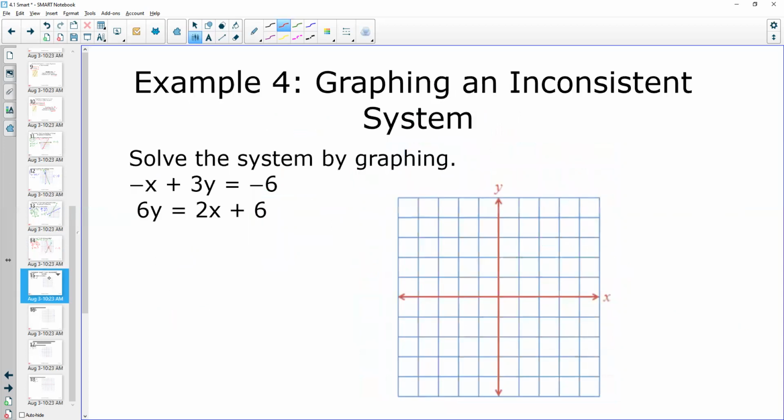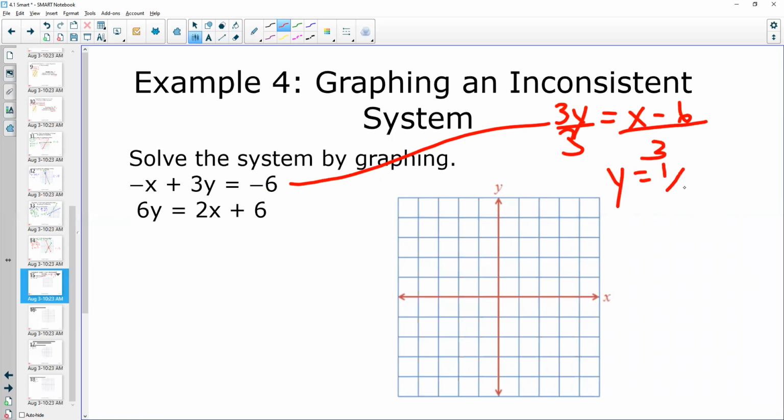Let's try another. All right. Same ideas, okay? So I'm going to transform the first one over here. I'm going to add x to both sides. It's going to give me 3y equals x minus 6, divided by 3. So I'm going to get y equals 1/3 x minus 2. All right. Starts down here. I'm going to go up 1 over 3, up 1 over 3. All right, that's about my line.